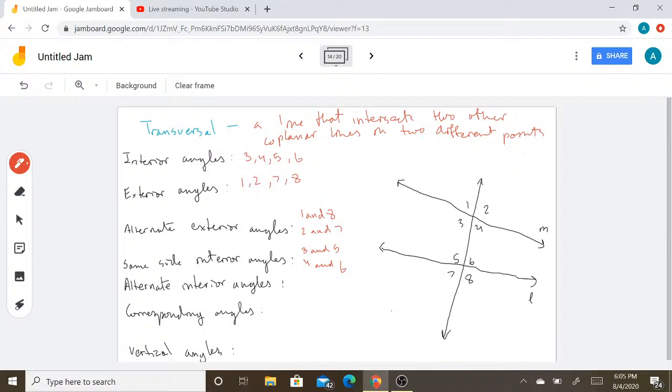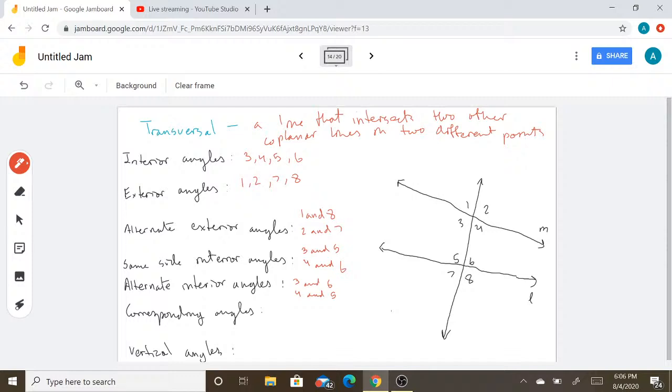Alternate interior angles are on opposite sides of the transversal and do not have a common vertex. So opposite sides of the transversal means that one angle will be on this side and the other would be on this side. And interior angles are angles in between lines M and L. So a pair of alternate interior angles would be 3 and 6, or 4 and 5, because they're alternate, so on opposite sides of the transversal, and on the interior of both lines. Three and 6, and 4 and 5. Those are two pairs of alternate interior angles.